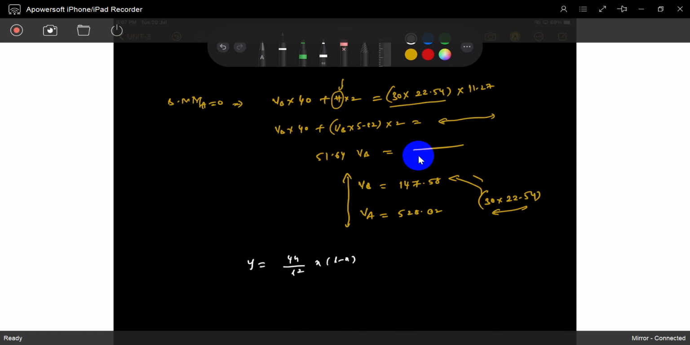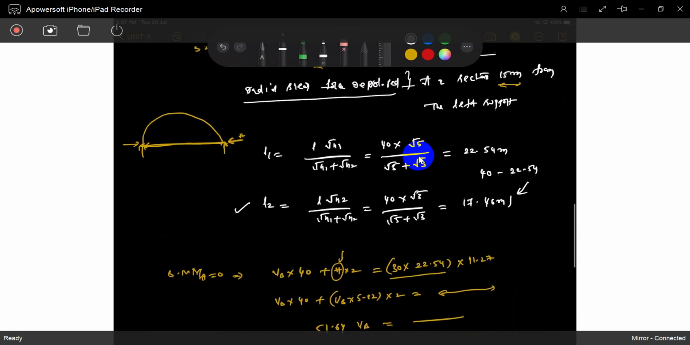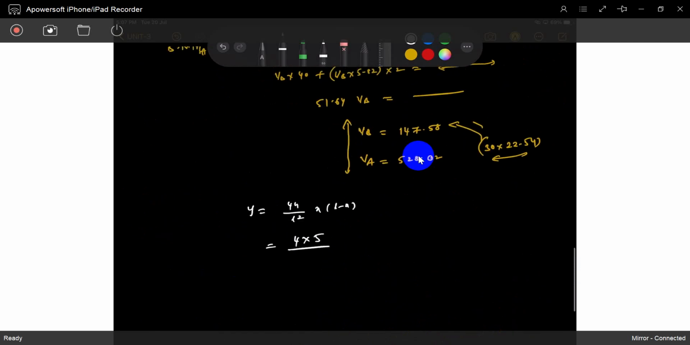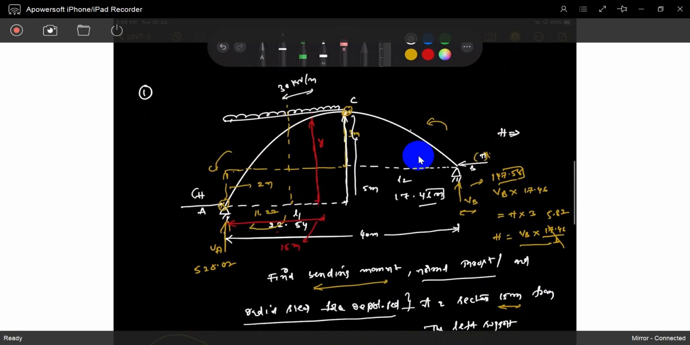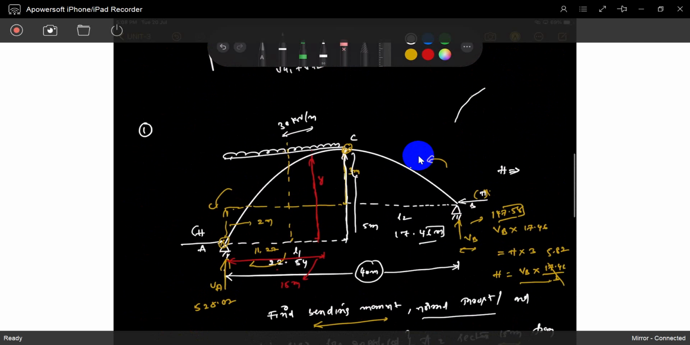From the left support, na? You are asking from the left support. So what is x? What is h? h is 5 meters, na? 5 meters. So what is L square? We have to take the 40, or they ask only for this support. Now see, they ask for this value. This is y. We have to take L as this complete parabola. Okay, so this is L1.